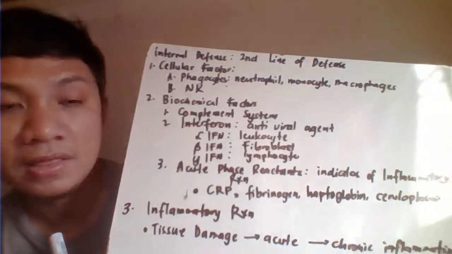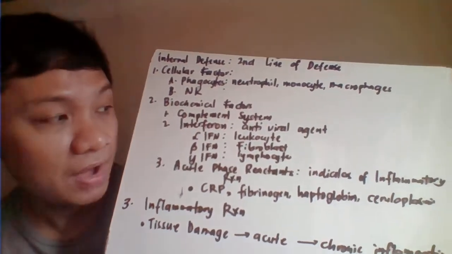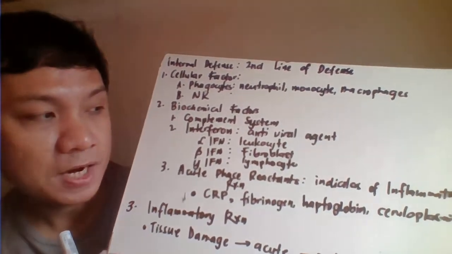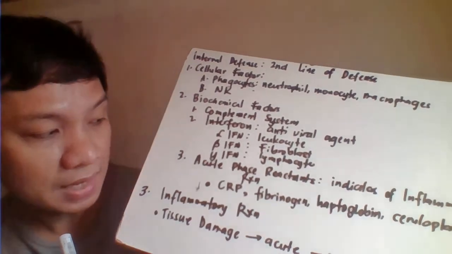Another one is interferon. Interferon is antiviral. The alpha interferon is produced by the leukocytes, the beta interferon is produced by fibroblasts, and the gamma interferon is produced by lymphocytes.